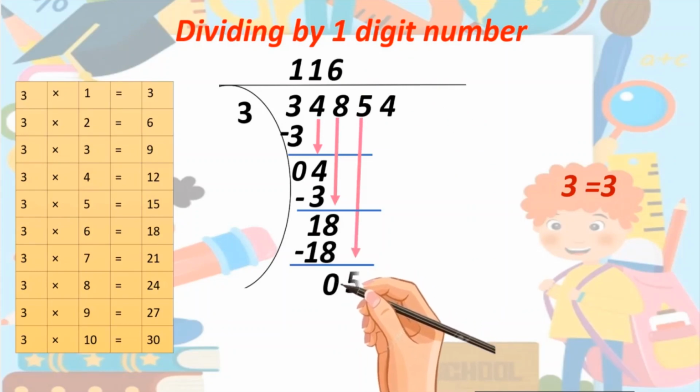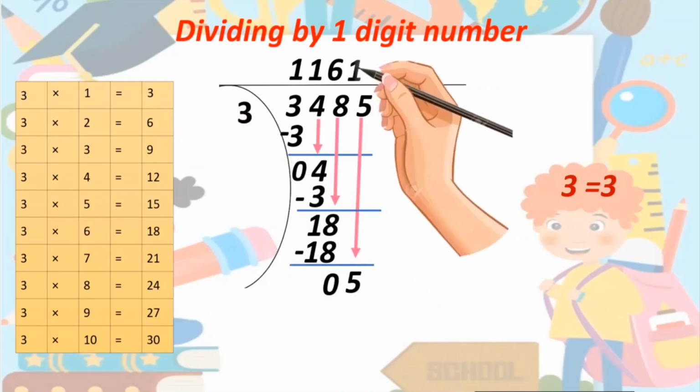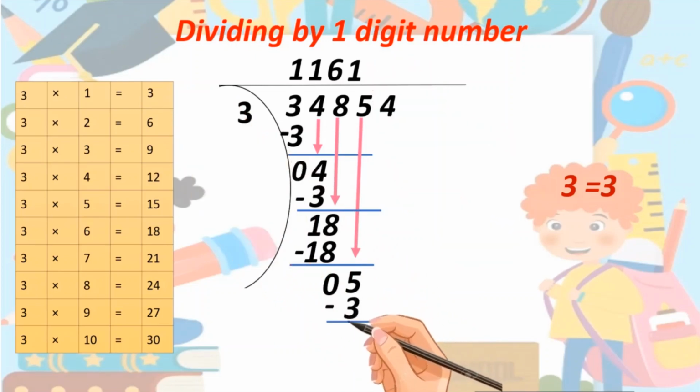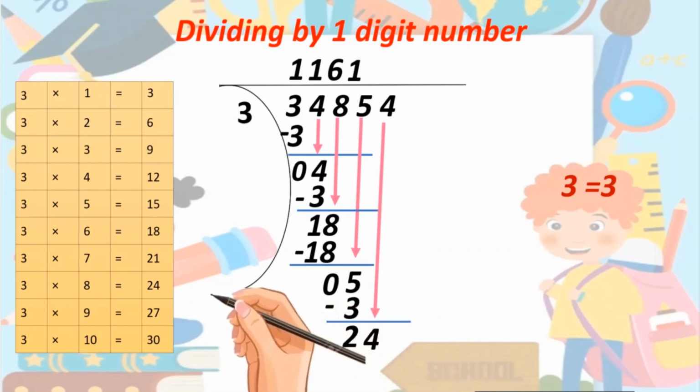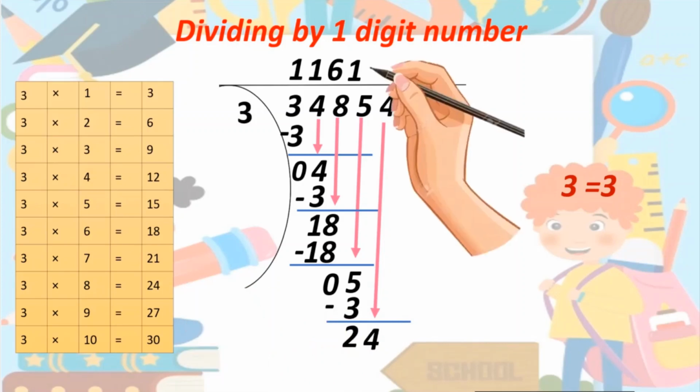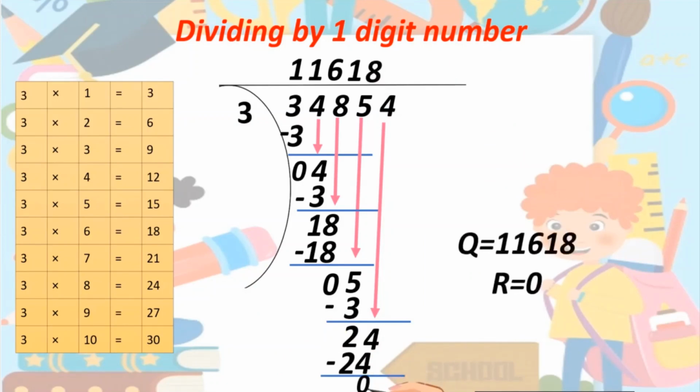Now we need to bring down the next digit, that is 5. So again 3 ones are 3. So we write 1, write down 3 here. The remainder we get is 2. Then again we bring down the next digit and write it as 24. Look into the table of 3. We see 3 eights are 24 and the remainder is 0. So we have the quotient as 11,618 and the remainder as 0.